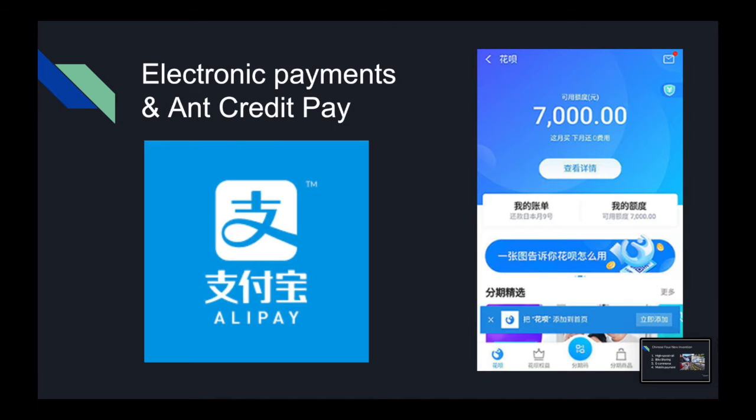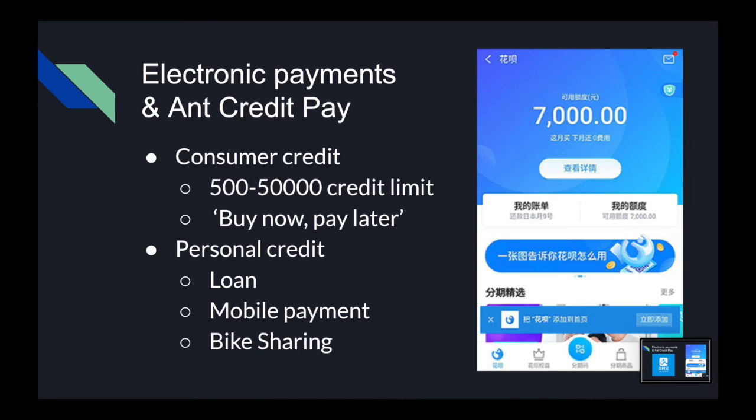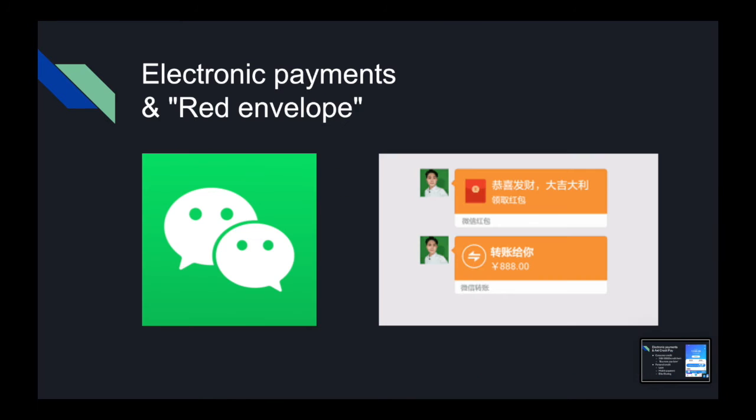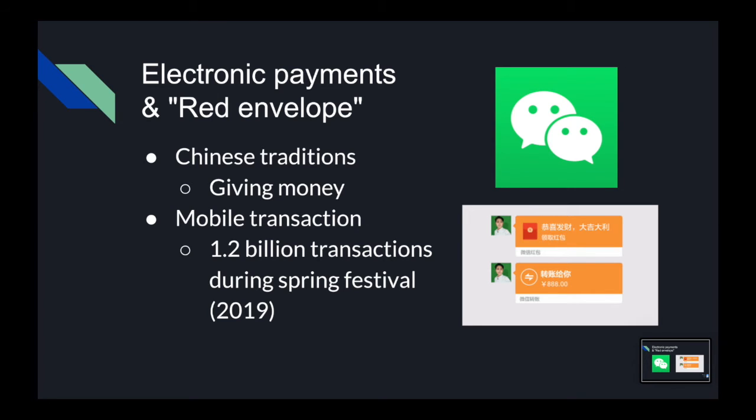And credit pay from Alibaba gives people 500 to 50,000 yuan of consumer credit, and then people can execute their buy now pay later plan. Each consumer of Ant Credit Pay also possesses personal credit that encourages them to receive loans and do mobile payment. The red envelope is a Chinese tradition where older people give money to the younger people. It cost 1.2 billion transactions during the Spring Festival in 2019.